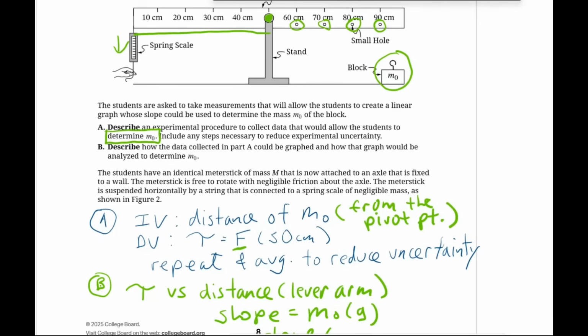And then to reduce uncertainty, I would repeat and average, pull the spring scale, excuse me, at each different position, and then level it, and then repeat that whole procedure again to do some averages. All right, from there, we can determine m naught. The way we would do that is we would describe how the data collected in part A could be graphed and how that graph would be analyzed to determine m naught.